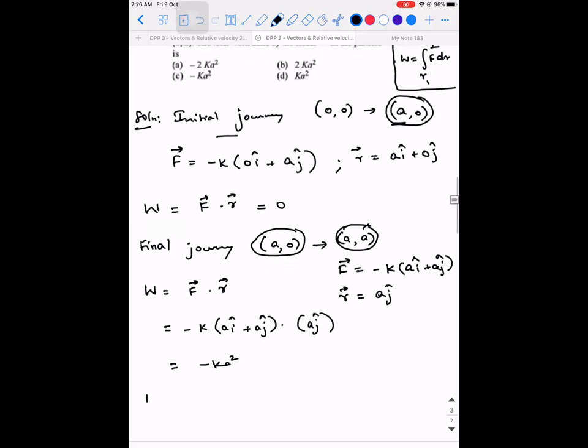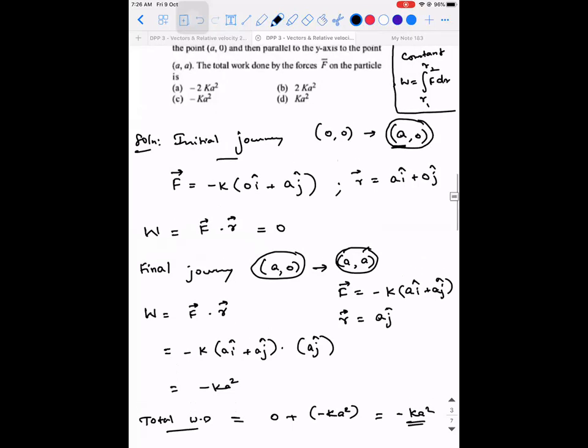So what will be the total work done? 0 plus minus k a square. Because work done is a scalar quantity, we can add them directly. So the answer will be minus k a square. Is there an option? Yes. So minus k a square will be the required answer.